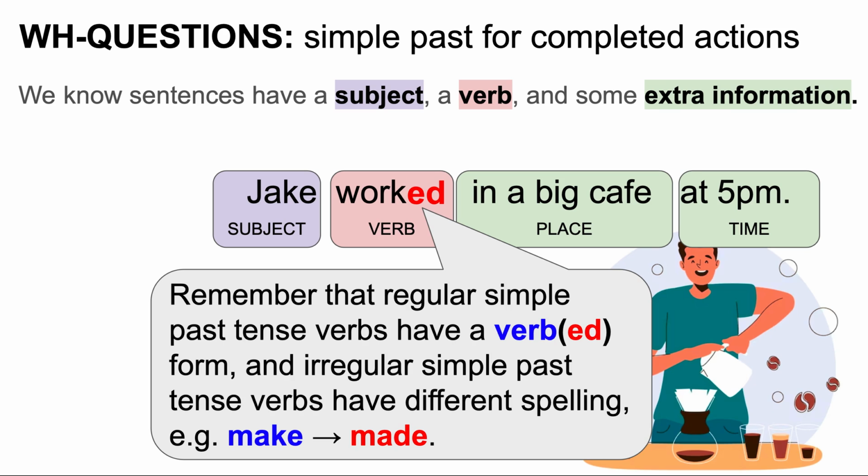Now, we must also remember that regular simple past tense verbs have a verb plus ed form. For example, work, worked, a work plus ed. And irregular simple past tense verbs have different spelling. For example, make and made. Made is a simple past tense form. Another example is do and did, or go and went.